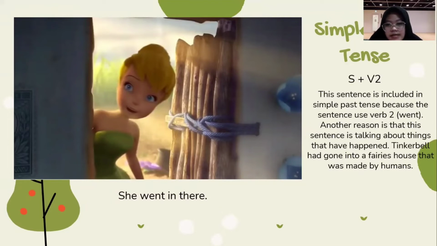These sentences are in simple past tense because they use verb 2, went. Another reason is that the sentence is talking about things that have happened. Tinkerbell had gone into the fairy's house that was made by humans.